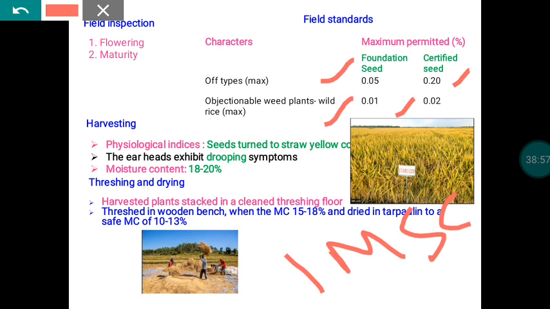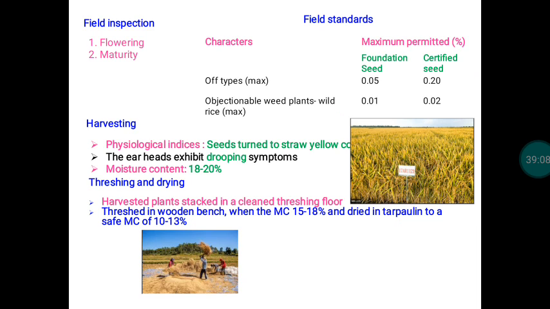If your field data is on par with that standard, only then will they permit you to continue the seed production operation. Otherwise they will reject your field and ask you to convert your seed production field into a grain production field. So maintenance of the field standard is very important. If everything is fulfilled at both flowering and maturity time, the seed certification officers will permit you to go for harvesting.